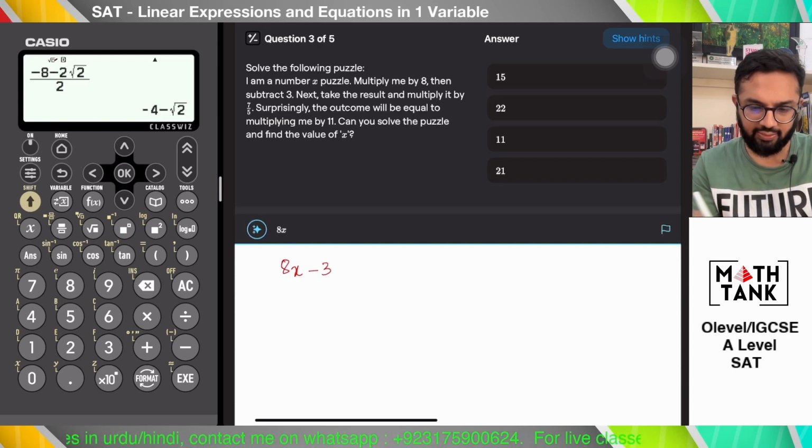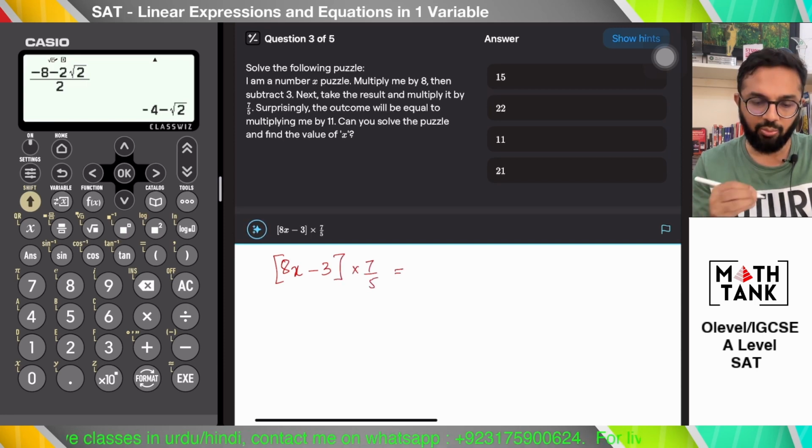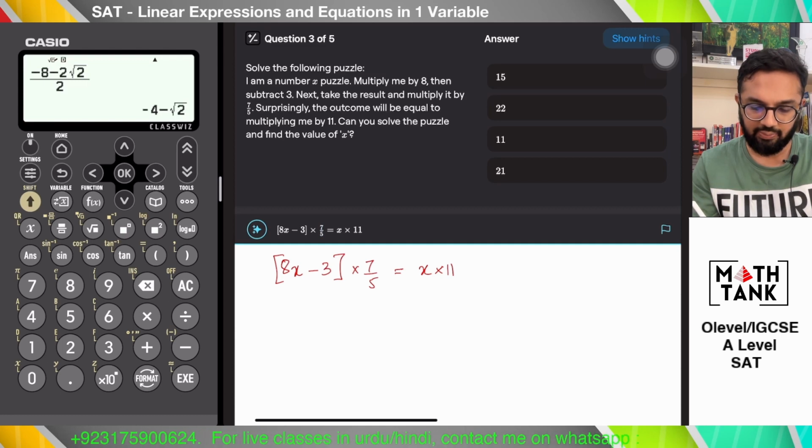Subtract 3. Next, take the result and multiply 8 by 7 over 5. Surprisingly, the outcome will be equal to multiplying x by 11. Can you solve the puzzle?